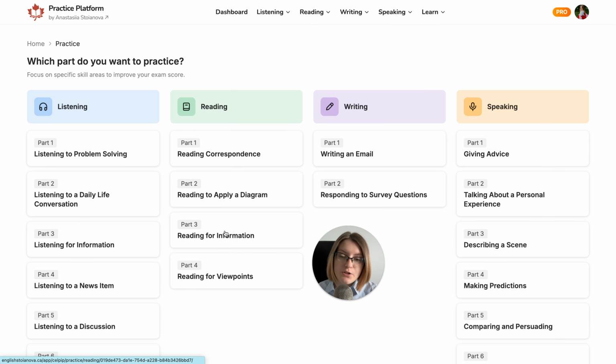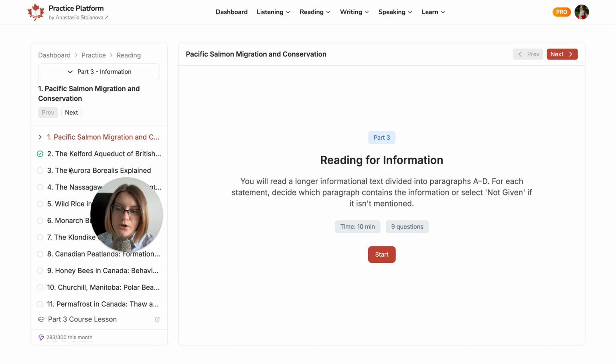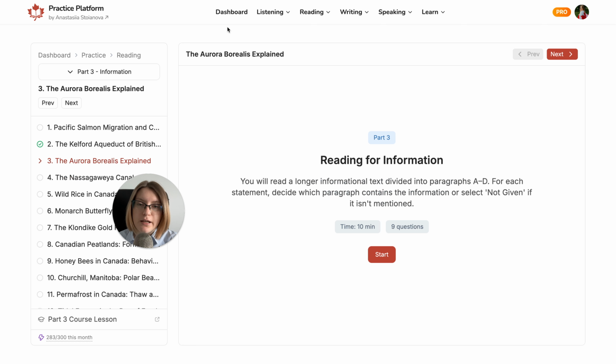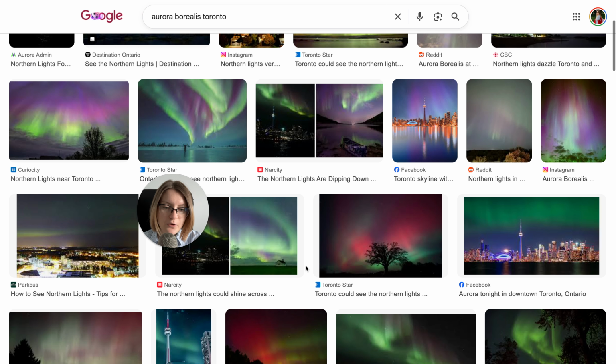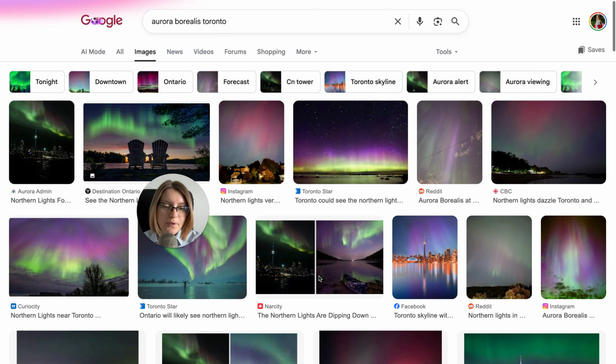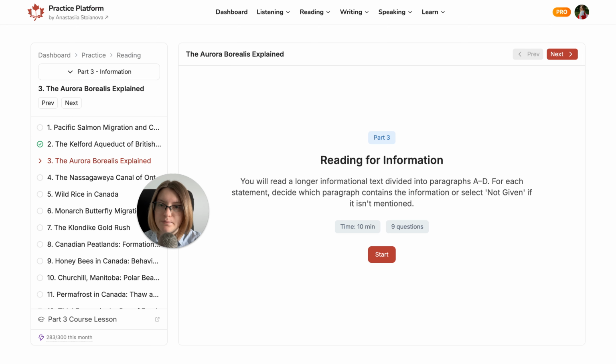So we're going into part 3, and there are so many topics here. We are choosing the Aurora Borealis. And let me just show you this quick, nice picture. Here we go. That's what we have on the internet regarding Aurora Borealis. So that's just something that appears in nature. And we'll just read all about it today. Lots of facts. So, are you ready?